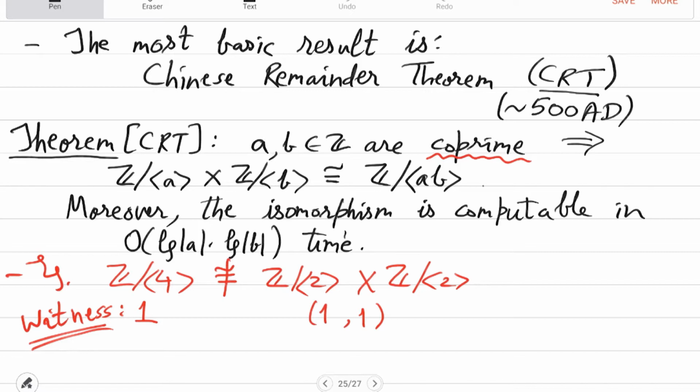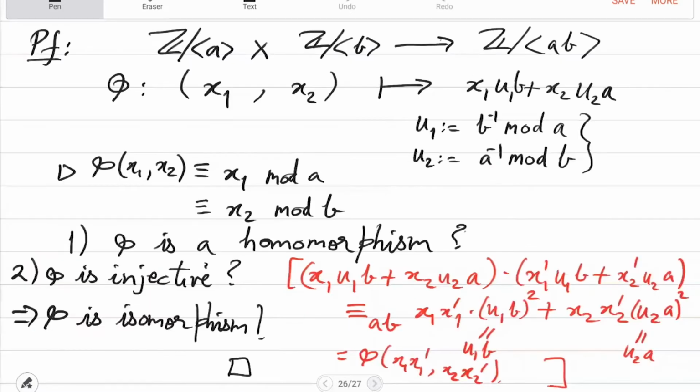There is actually an algorithm also which can achieve this. So this isomorphism map is very efficient. It can be computed in log of the bit size of A times the bit size of B. Right, so in terms of input size, bit size, it is quadratic. Any questions? It was efficient because we gave a very explicit map. This map phi just required computation of B inverse mod A and A inverse mod B.